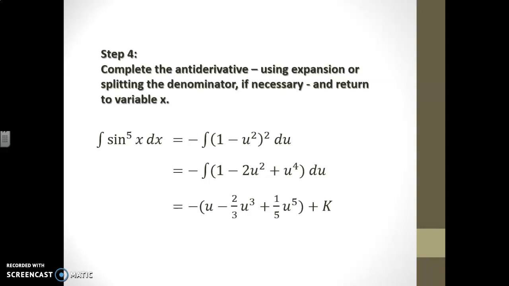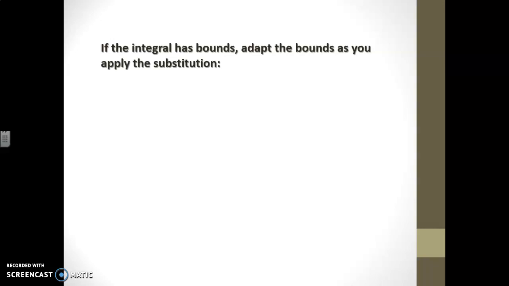A plus k is added as usual for generality. And finally, every u stood for cos of x and can be replaced. In the final step, I've also distributed the negative sign in front of the parentheses to the different terms. If the integral has bounds, then these bounds can be adapted as you apply the substitution.